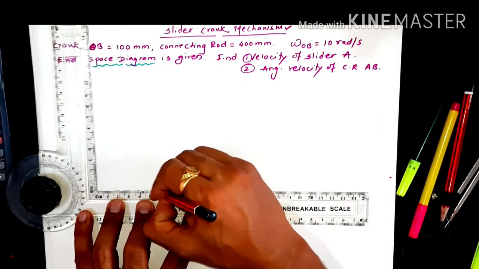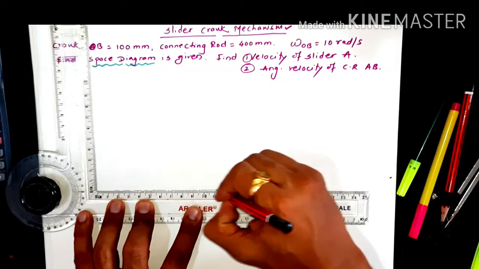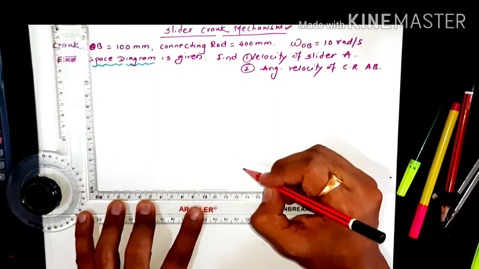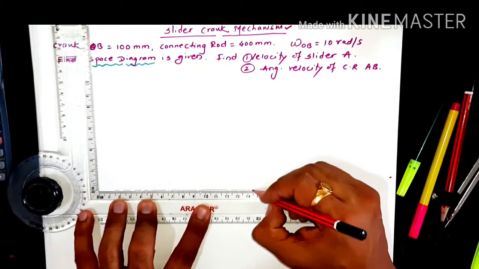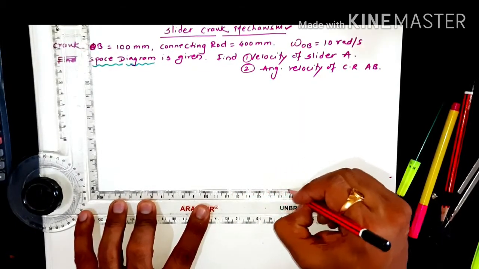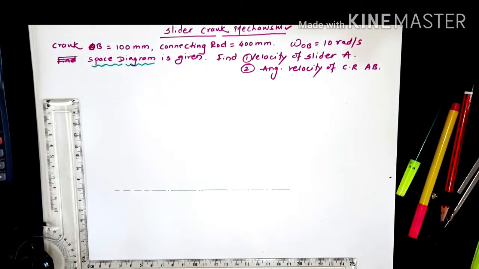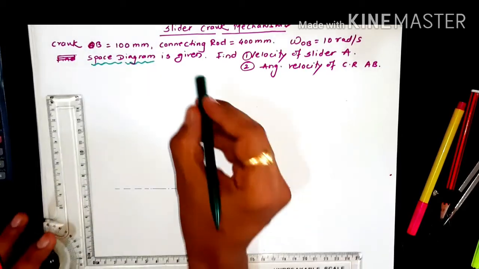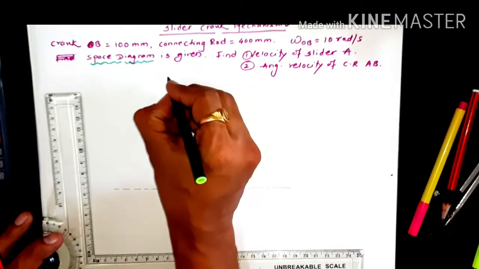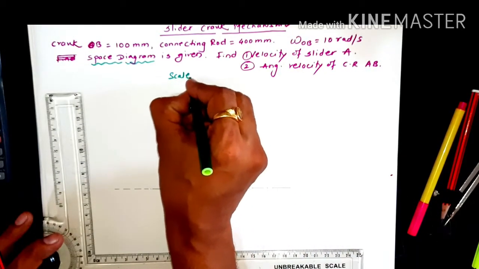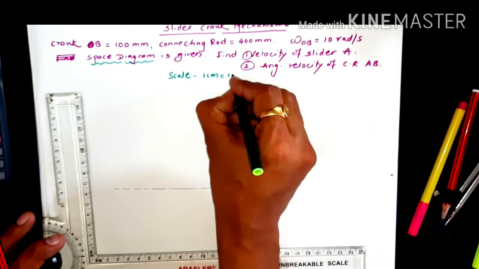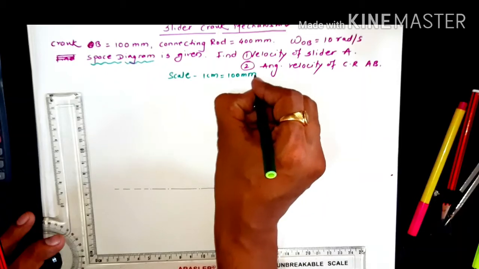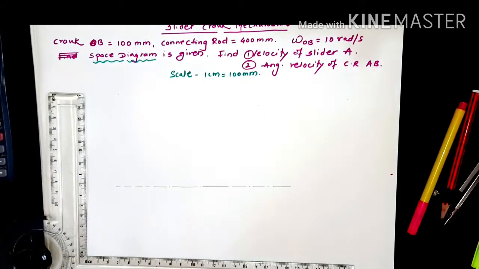This is all given. So we are just drawing it with respect to the dimensions. You can fix up some scale. Say the scale will be 1 centimeter is equal to 100 mm. Right? This is our scale.